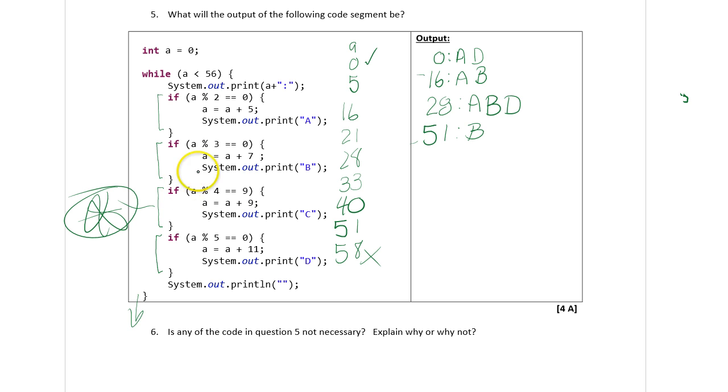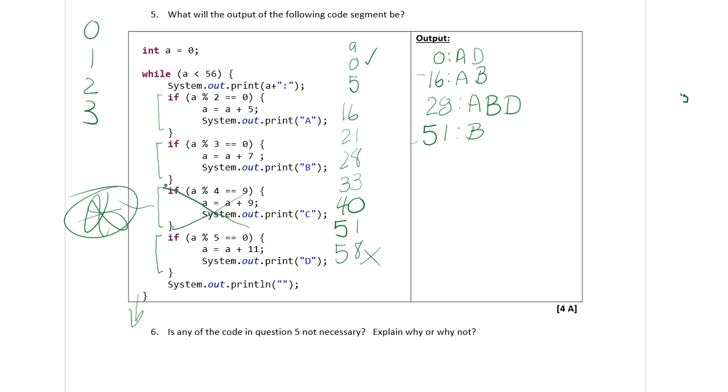What's even more important to notice is that a mod 4 is equivalent to 9. Well, remember, mod returns the remainder. So if I'm dividing anything by 4, the remainder can only be 0, 1, 2, or 3. So we can never have a remainder of 9 when we divide something by 4. Therefore, this conditional statement will never evaluate to true, and therefore it can be removed.